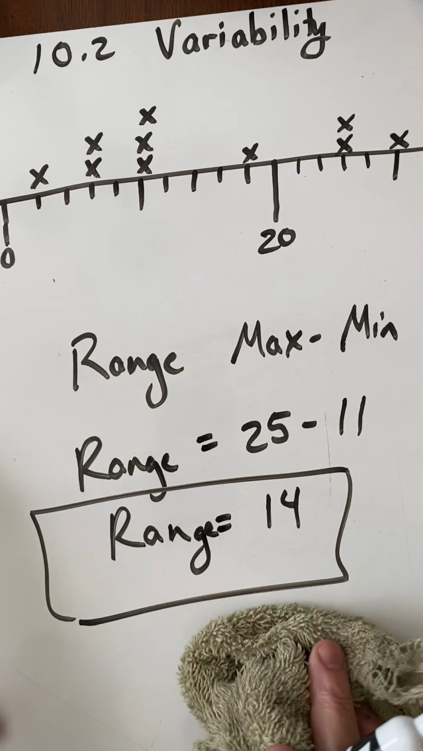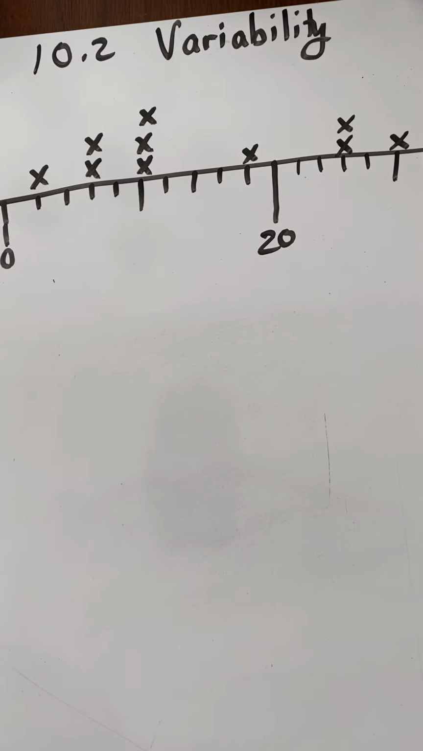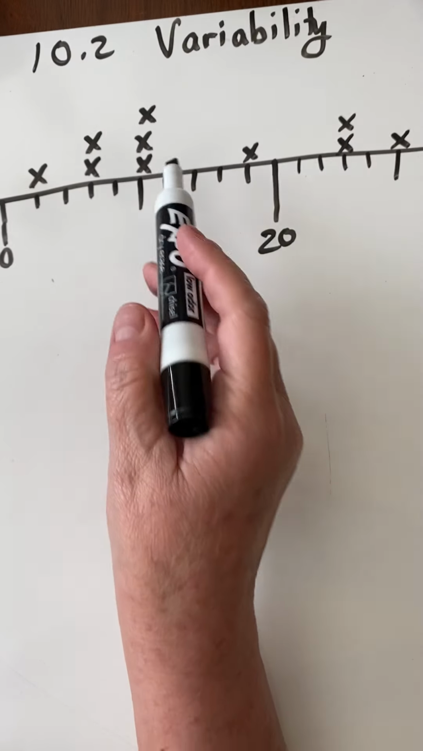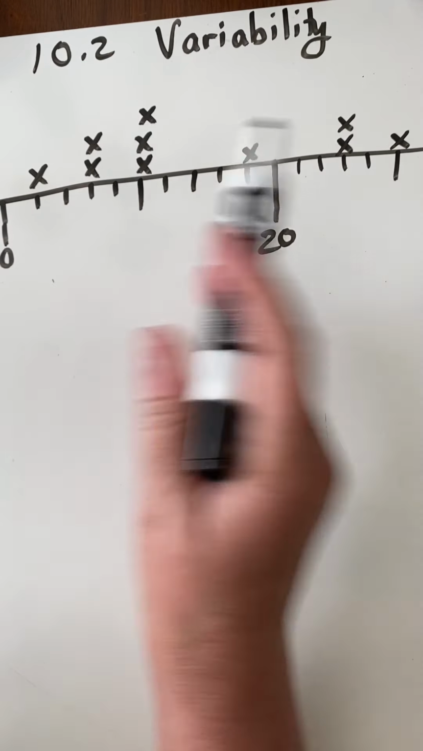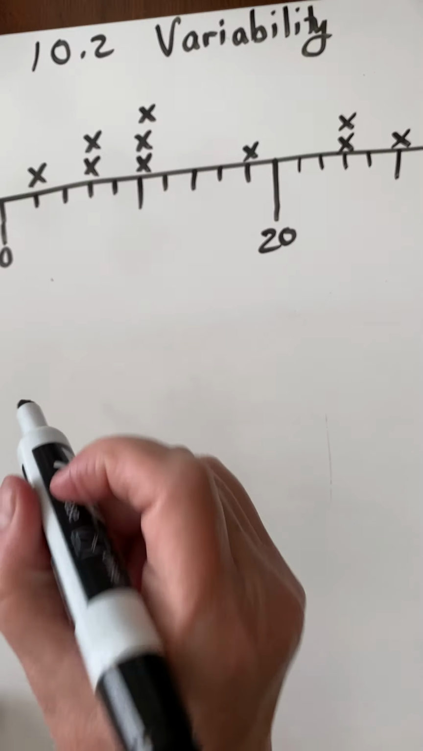Another way to look at variability, on page 441, they talk about quartiles. Quartiles are like quarters, right? It sounds like the word quarter. The median is where you divide your data in half. Well, then you take each half and divide those in half.